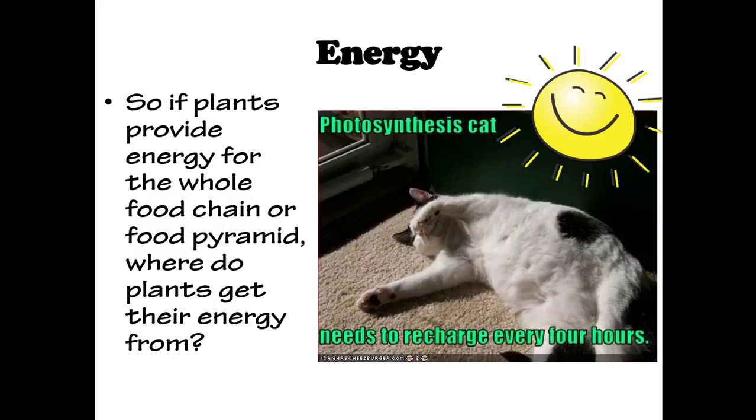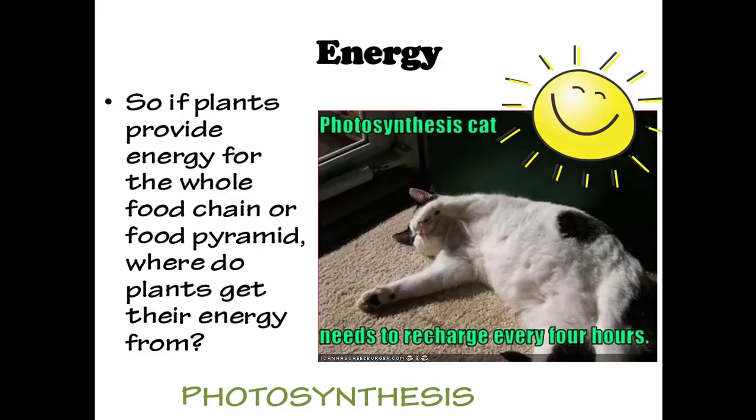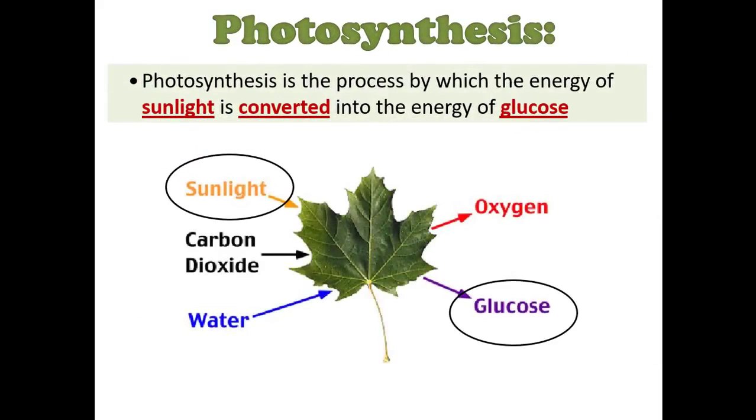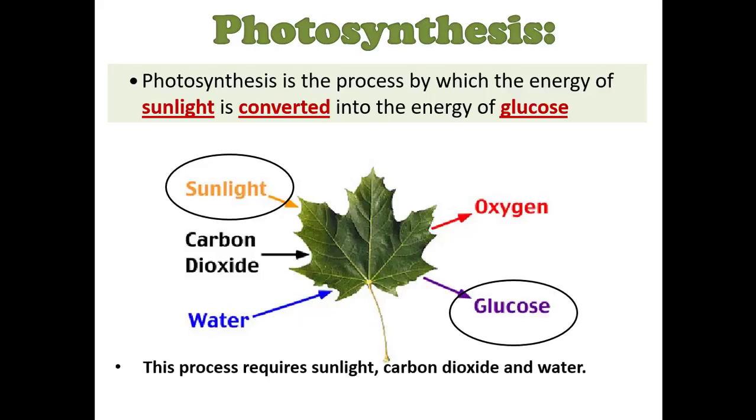So if plants provide energy for the whole food chain or food pyramid, where do plants get their energy from? The answer is photosynthesis. Photosynthesis is the process by which the energy of sunlight is converted into energy of glucose. This process requires sunlight, carbon dioxide, and water. This process produces glucose and oxygen.